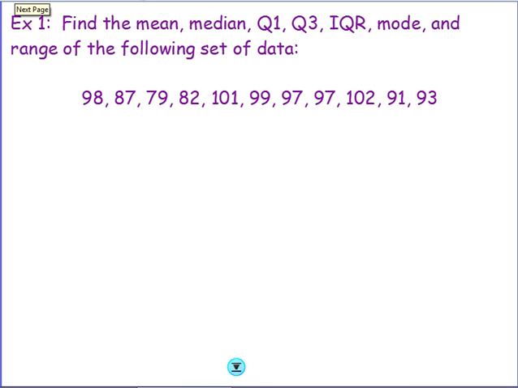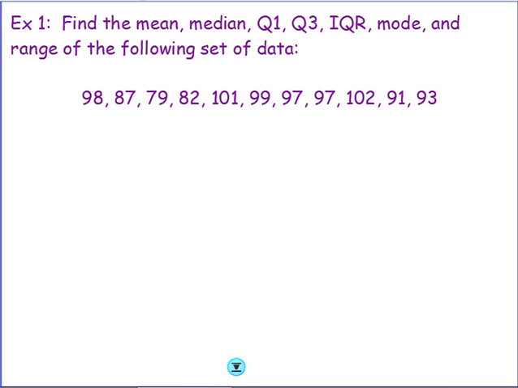So let's take a look at example 1. You are being asked to find the mean, median, Q1, Q3, IQR, mode, and range for the following set of data. What I typically do to find all of those pieces is simply put them in order from least to greatest. It makes my work easier.